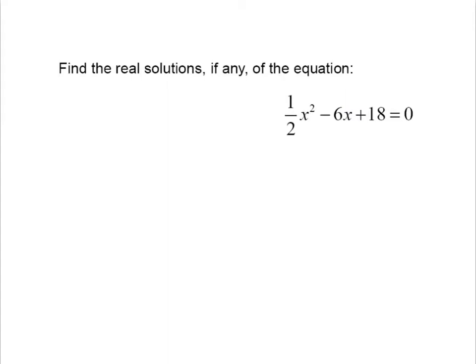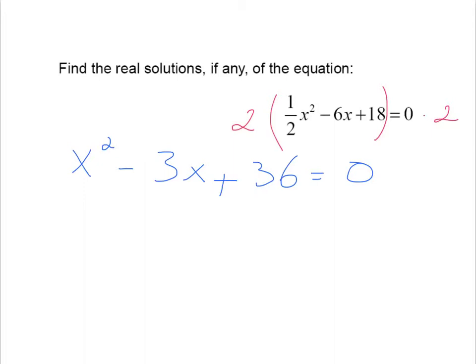All right, so first, let's try to eliminate the fraction here, so we can multiply by 2 on both sides. So here we're going to have x squared minus 3x plus 36 equals 0, right?